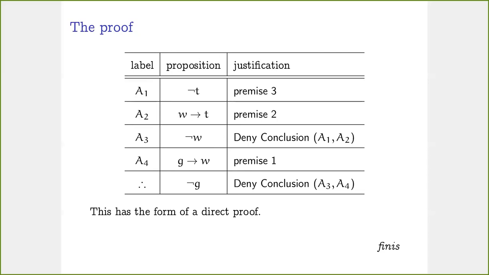And that's actually what we were trying to show, and that's justified by deny conclusion, using propositions A3 and A4. This has the form of a direct proof in which we simply move straight from the premises to a conclusion. Now, there are other pathways.